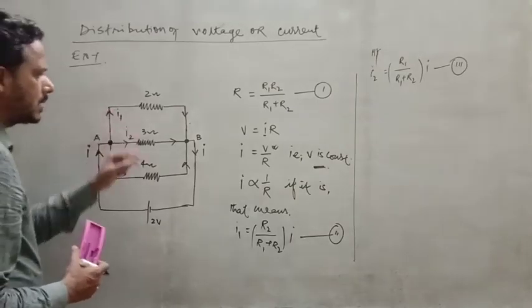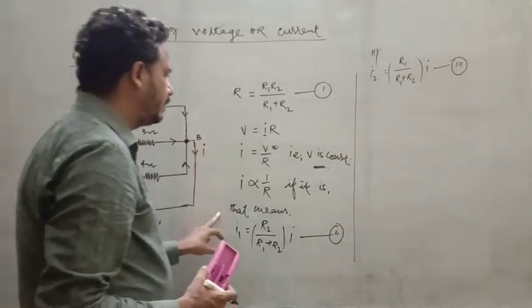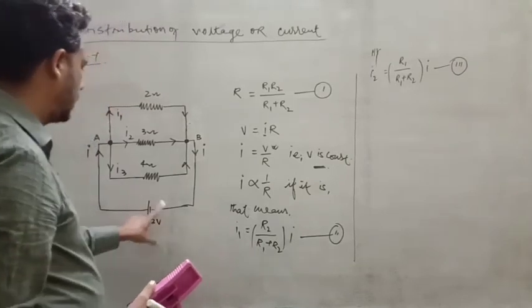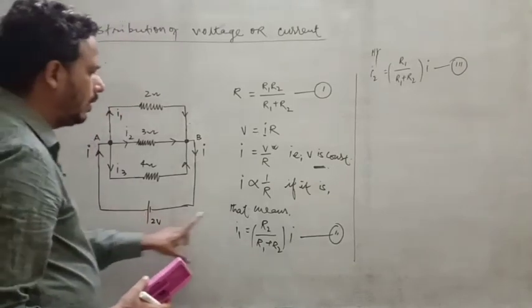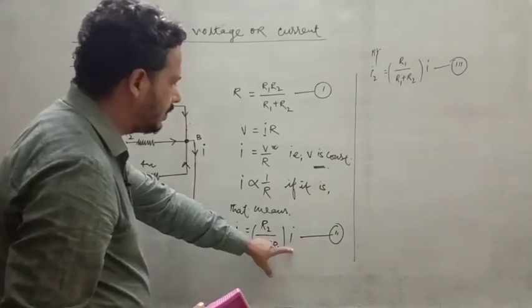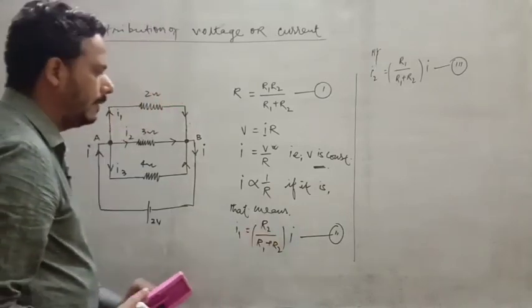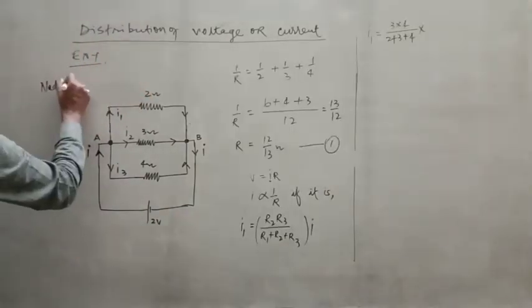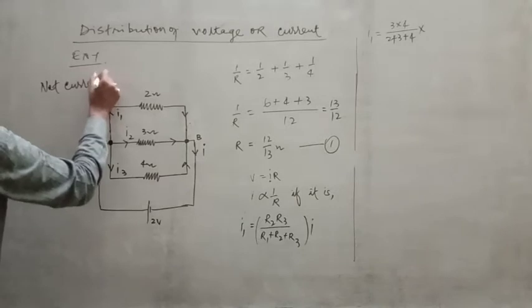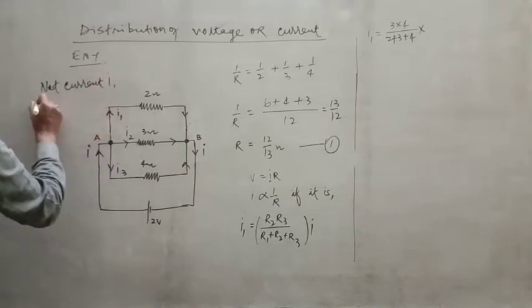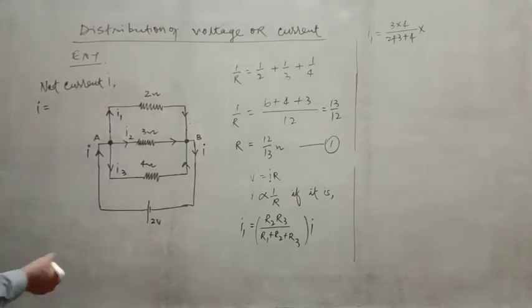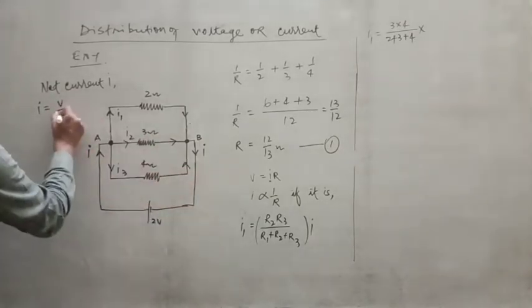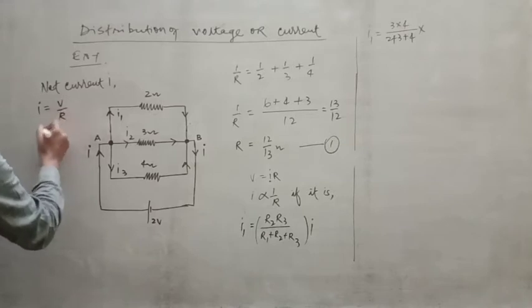So we have to find I1, I2 and I3. For this calculation, you have no need of the 2 volt, you need only the resistors and I. First of all, you calculate this I, that is the net current. I is equal to V by R, net potential by net resistance.